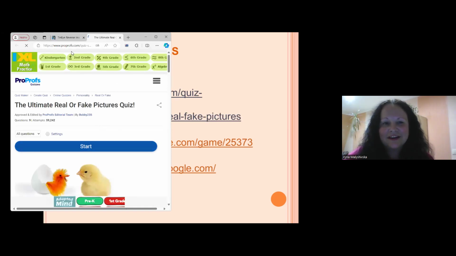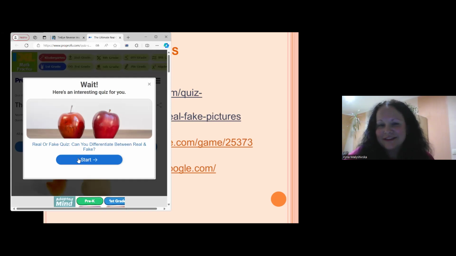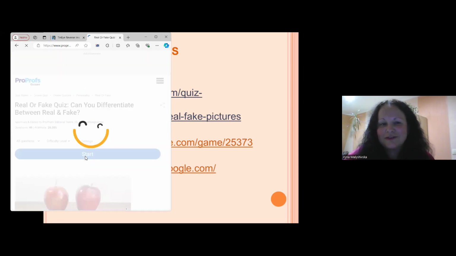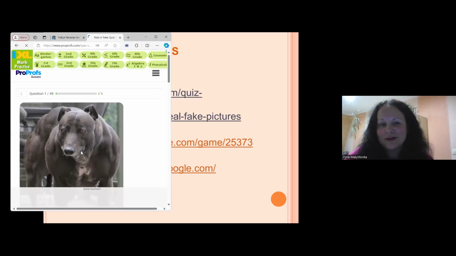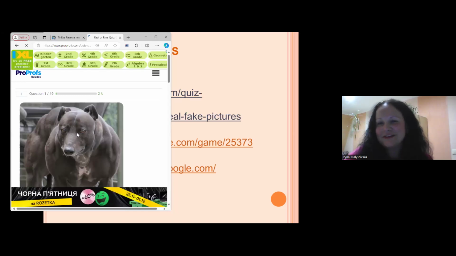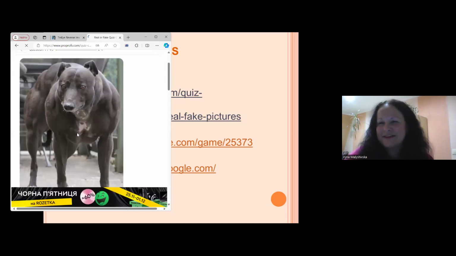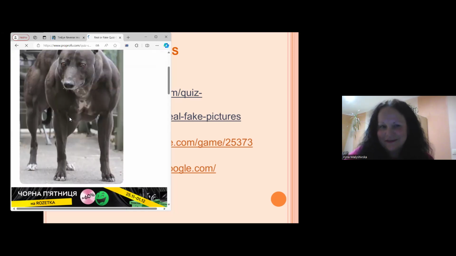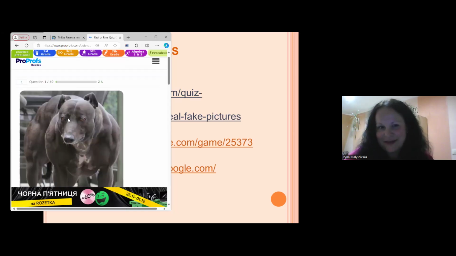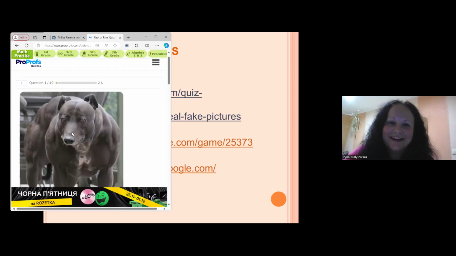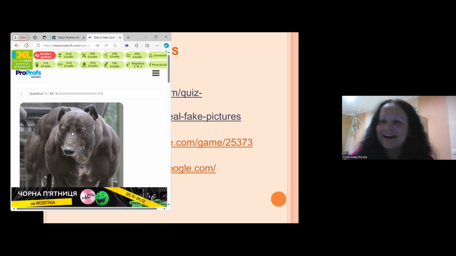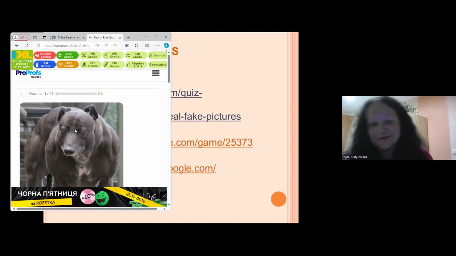Okay, so here you just start like this, yes? And all your students need to do is just to choose whether the image is fake or not, yes? There are 49 pictures, and it takes up to 5-7 minutes to do that. Well, it's clear that the image is fake, and they love that. When they see this dog, they are eager to share what they think about these kinds of pictures.